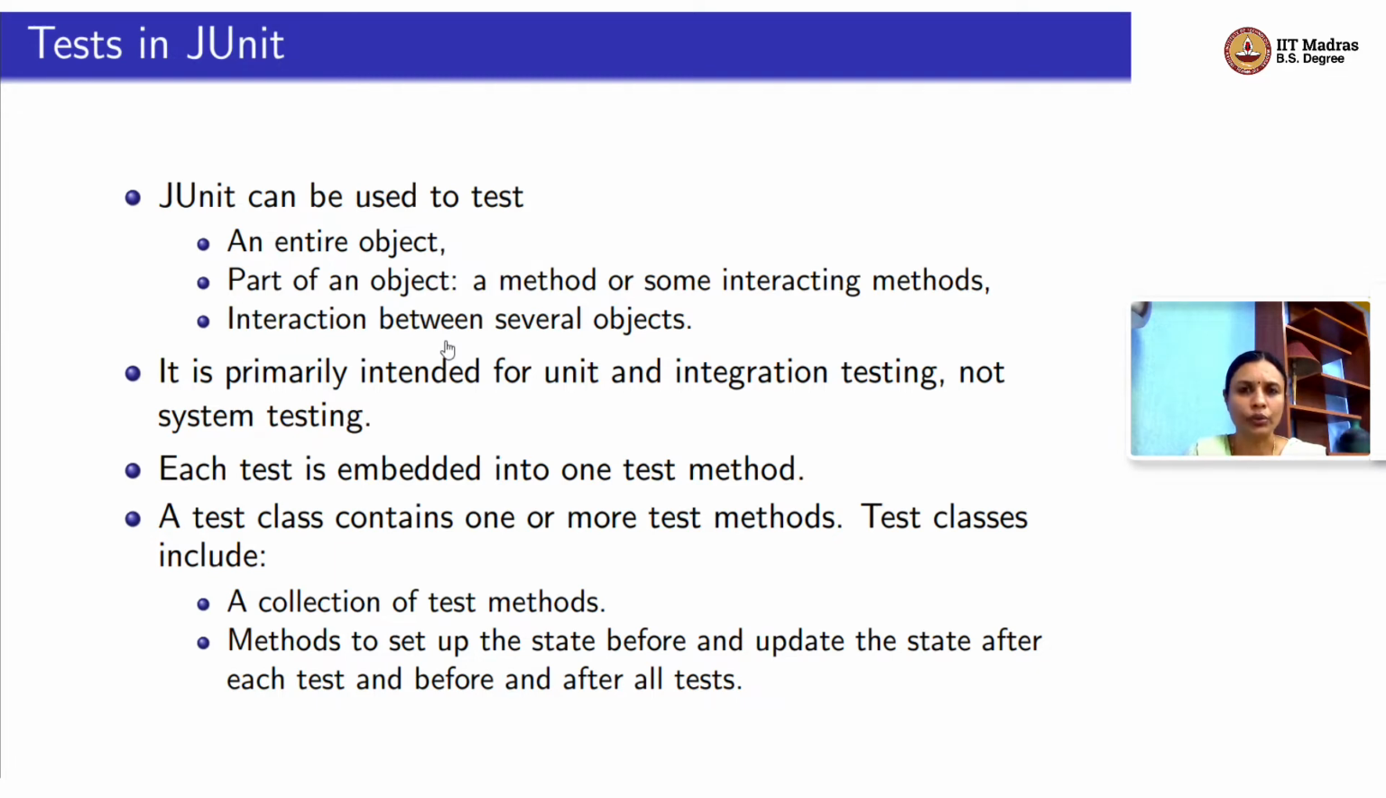Each test in JUnit is embedded into what we call a test method, and test methods are grouped into a test class. A test class includes a collection of test methods that can be used to set up the state before and update the state after each test executes, or sometimes after all the tests execute.